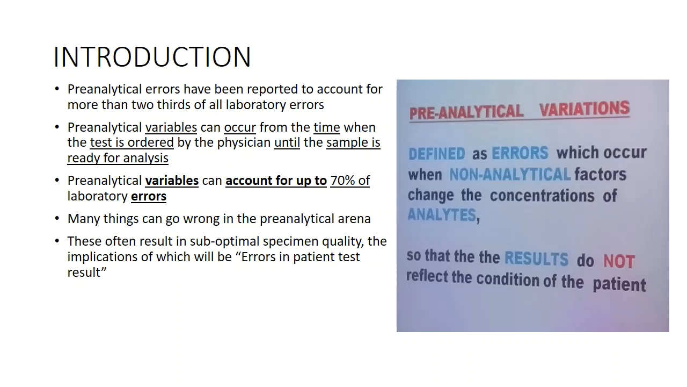Maybe you will find that it is not at all a laboratory error, that after discussing with the doctor or the patient, they are okay and there is no laboratory error. But yes, if there actually is a laboratory error, it may happen at three phases: either pre-analytical, analytical, or post-analytical. And pre-analytical variables account for up to 70%, that is two-thirds of the laboratory error, right?